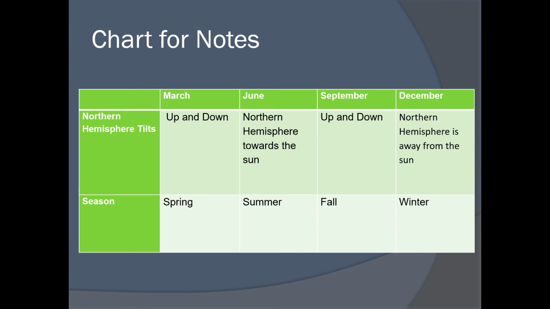So the northern hemisphere tilts up and down normally, and I'm going to show you what that means in a second. For March, it's up and down, and it's spring. In June, the northern hemisphere is tilted towards the sun, and that's summer. In September, it's up and down in the fall, and in December, the northern hemisphere is away from the sun in the wintertime.